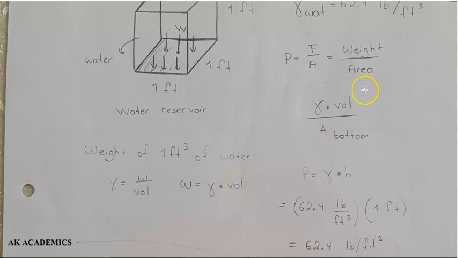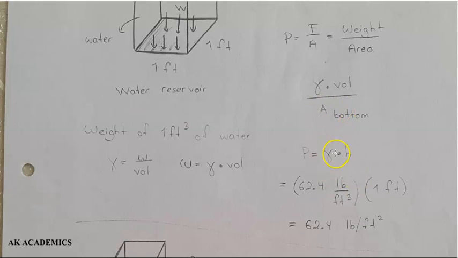So what you will find here is that pressure is equal to specific weight of water multiplied by volume of water divided by area at the bottom of the reservoir. So pressure is equal to specific weight multiplied by height. Why are we saying pressure is equal to specific weight multiplied by height?